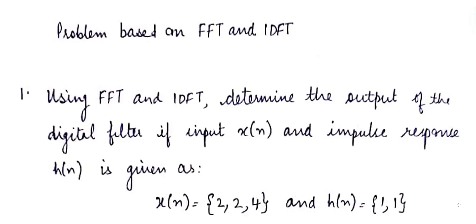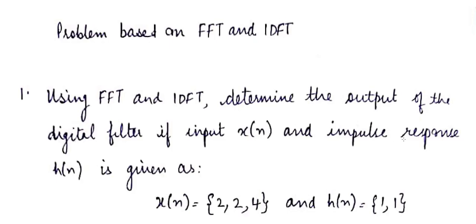So again we have to find the output of the filter with impulse response hn and input xn. That means we need to find yn. So how can we do that? Let's discuss.